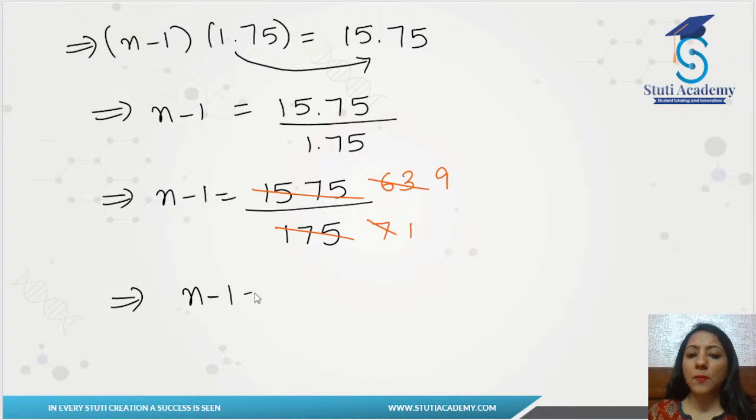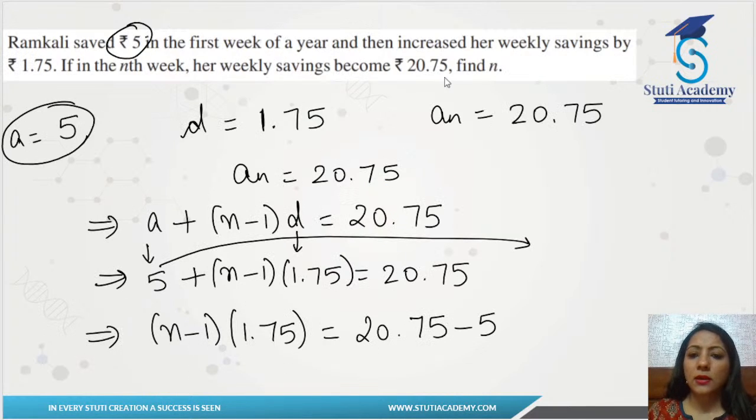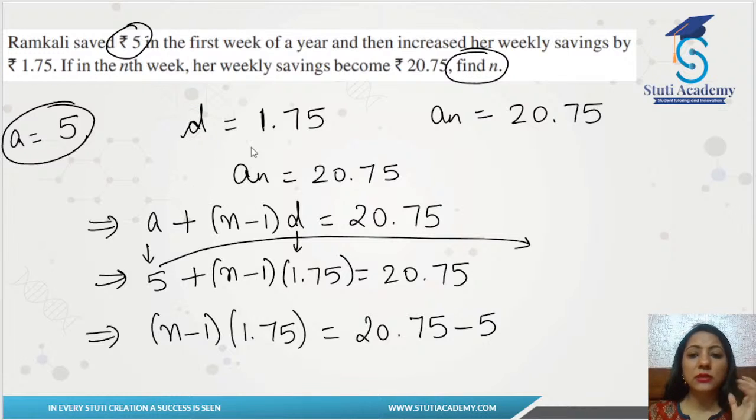So we have got n minus 1 is equal to 9 and this will go on the other side, will get added. So n here is 10. And that is what we were looking for. We were looking for n only according to the question. We were supposed to solve for n, and that is what we have done here. n is 10. That means in the 10th week, her weekly savings will become 20.75. I hope, students, this question is clear to everybody.